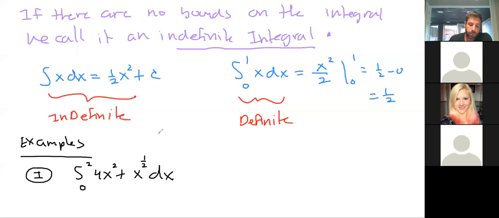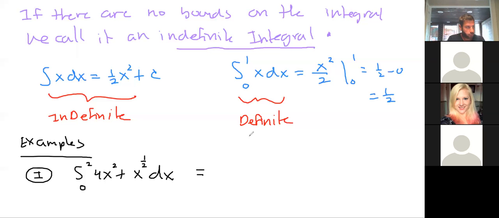So when I say do it, here's what I mean. Ask yourself, what is the antiderivative of 4x squared plus x to the 1/2? Now, there's lots of ways you can train your brain to do this, but I would advise you to think about reversing the rules. So how would you differentiate 4x squared? Well, you'd bring the 2 down, so you'd multiply by 2, and then you would subtract 1 from the exponent. We want to reverse that process. So instead of subtracting 1, we should add 1. And then instead of multiplying, we should divide.